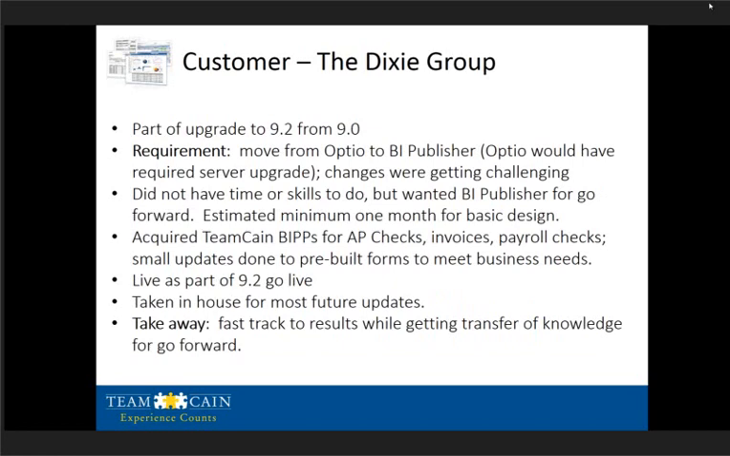The other one, we worked with a company in the U.S. called the Dixie Group, and they were looking at doing an upgrade from 9.0 to 9.2. As part of that, they wanted to deprecate Optio. The upgrade was fine, not a big problem. If they wanted to stick with Optio, they would have had to do a server upgrade. And also the ability to make the type of changes they wanted to do was definitely getting more challenging for them. At the time, they did not have the skills in BI Publisher, but they wanted to get there.